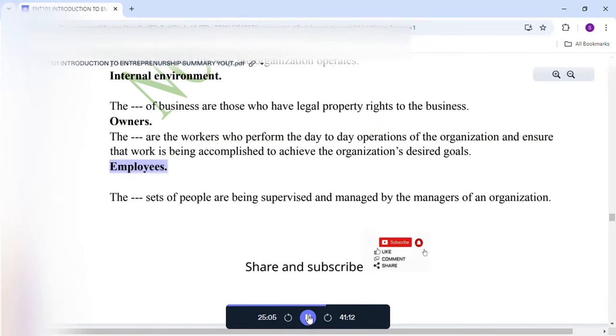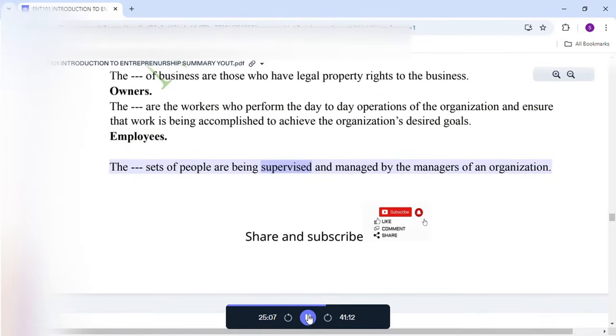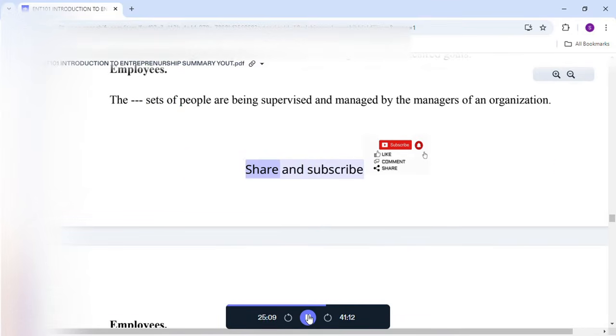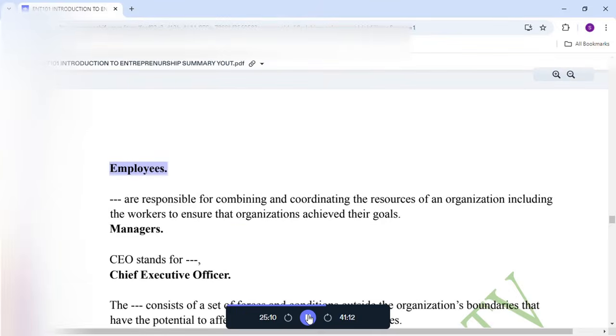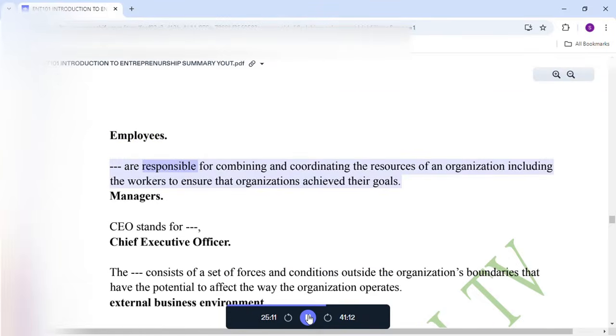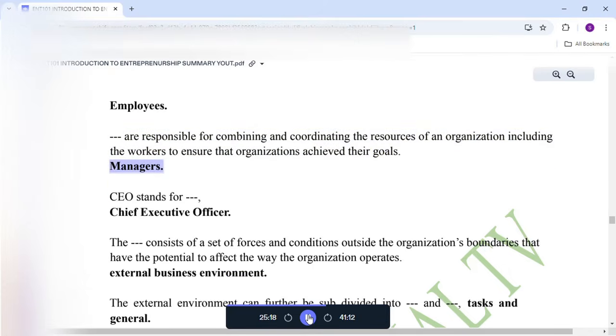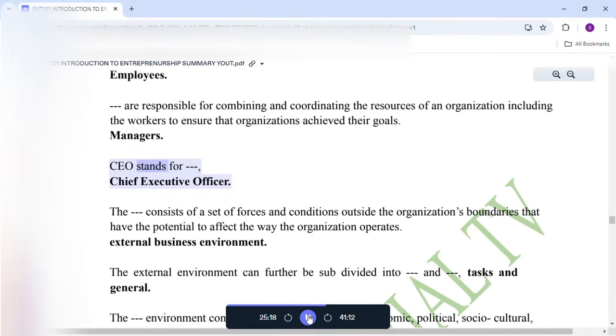Employees are the set of people being supervised and managed by the managers of an organization. Managers are responsible for combining and coordinating the resources of an organization, including the workers, to ensure that organizations achieve their goals. CEO stands for Chief Executive Officer.